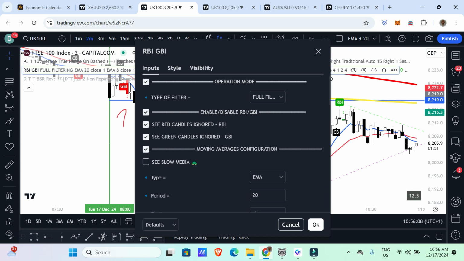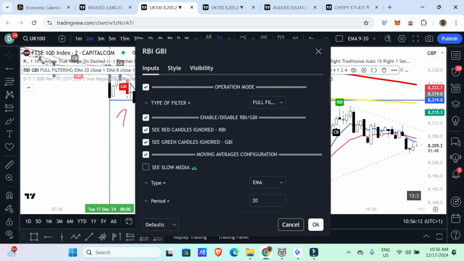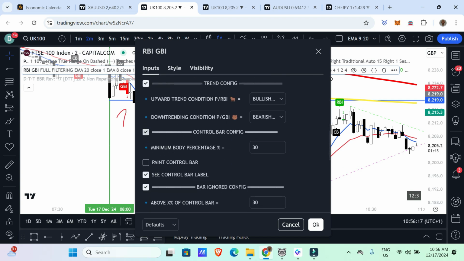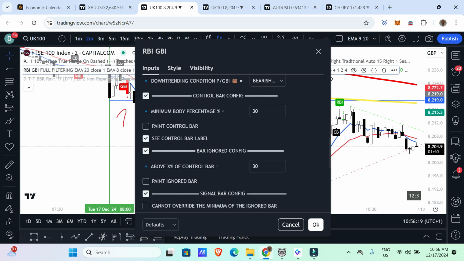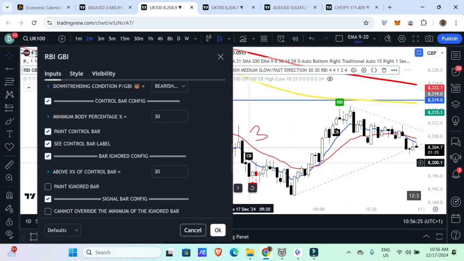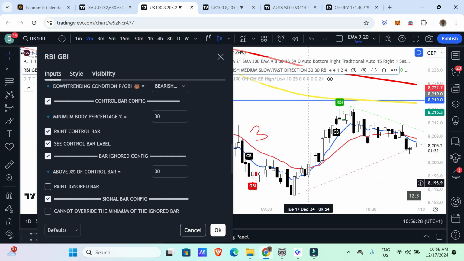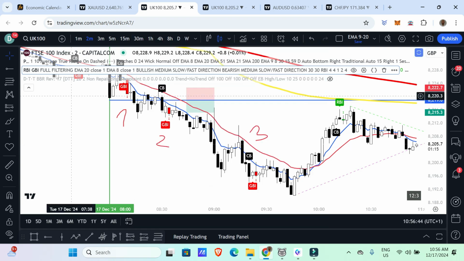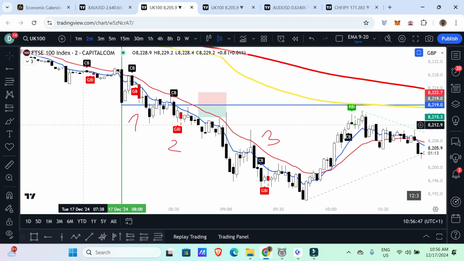All right, these are the settings. Stop the video, check if you have everything the same. I just want to show you the control bar config. I turn off this paint control bar because, let me show you here, if I click this on, the CB, the control bar, will be painted. I turn it off, okay? Like I'm turning off the ignore bar. It's not painted. That's why I'm turning this off in this indicator. Just check if you have everything the same and you're good to go. If you have any questions, please ask me again.